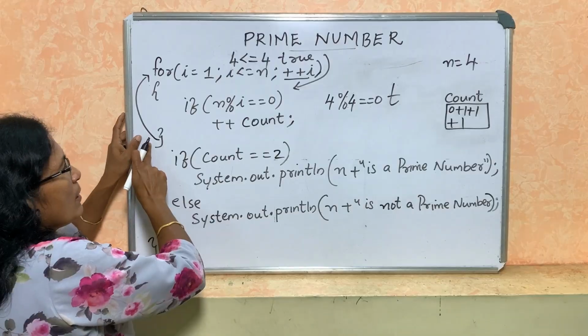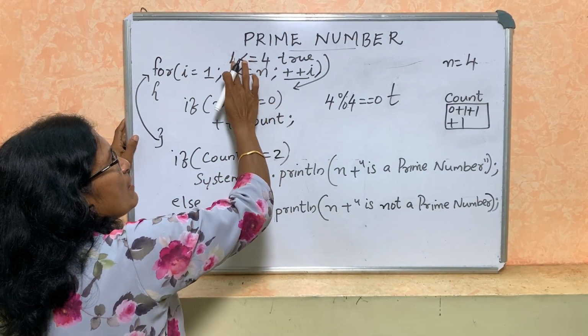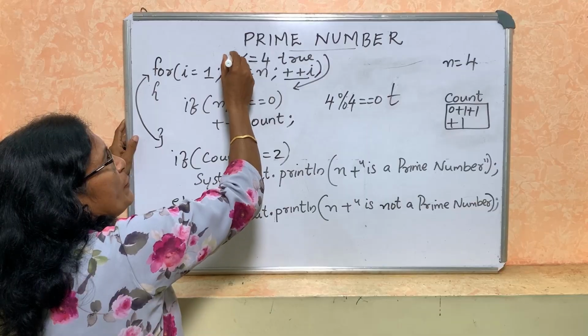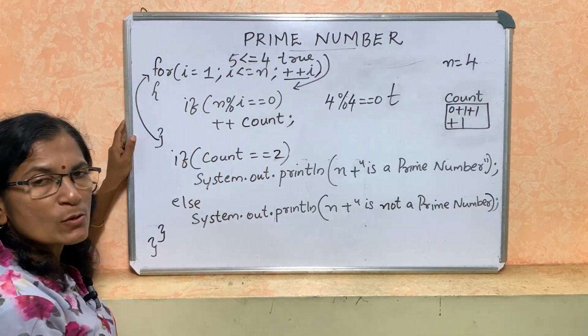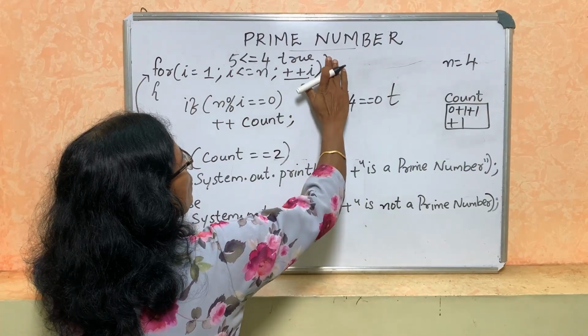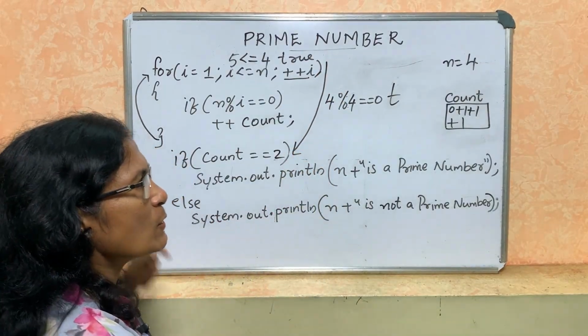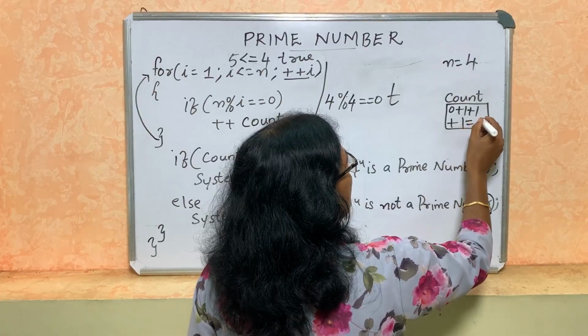Control goes to the beginning of the for loop. For the updation statement, the value of i is updated to 5. 5 less than or equal to 4? The test expression is evaluated to false. So control goes out of the loop to execute the following statements. Now the value in count is 3.